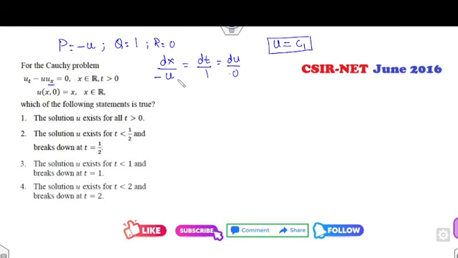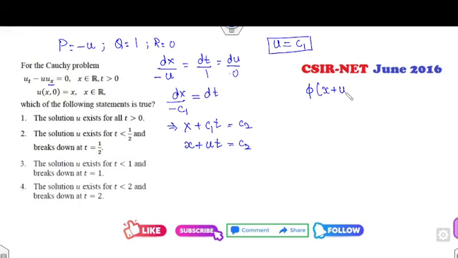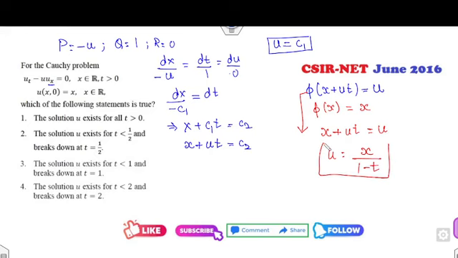Fine. Since u is equal to constant, I can substitute this number in my minus dx over dt. I can solve this equation. It is x plus c1t is equal to another constant. That means x plus ut is equal to constant. I can write in terms of the phi, x plus ut is equal to u. Apply the initial condition. Phi of x is u is my x. That is the identity function. I can apply this condition. Can you find the value of the u? U is x over 1 minus t.